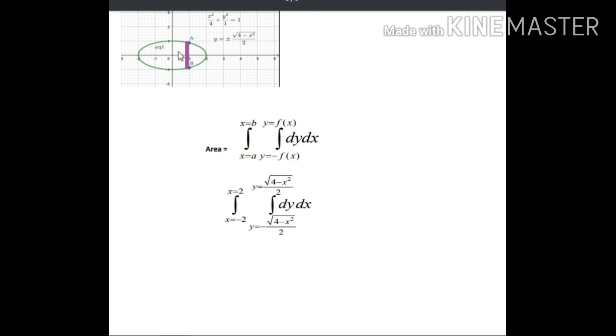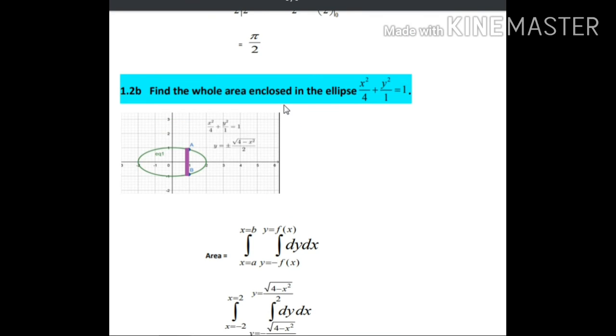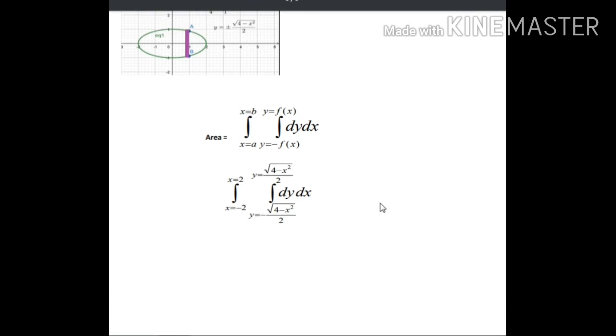So y equals minus under root 4 minus x square by 2 to plus under root 4 minus x square by 2. For the limits of x, we have to move this strip from the lowest point of x to the highest point of x. How do you find limits for x? You just put y equal to 0. If you put y equal to 0, you get x square by 4 equals 1, which gives x equals plus minus 2. So at the lowest point x is minus 2, and at the highest point x is 2. So these are the limits for x, and now just simplify.